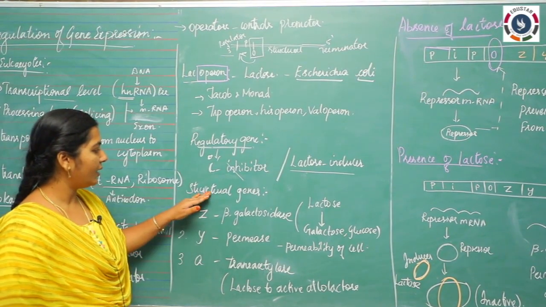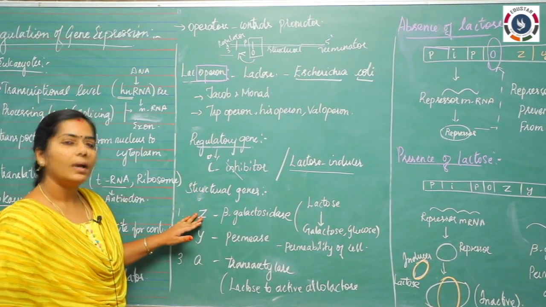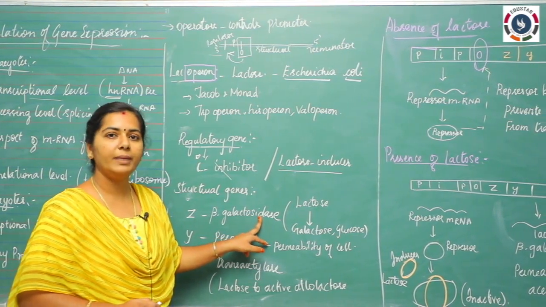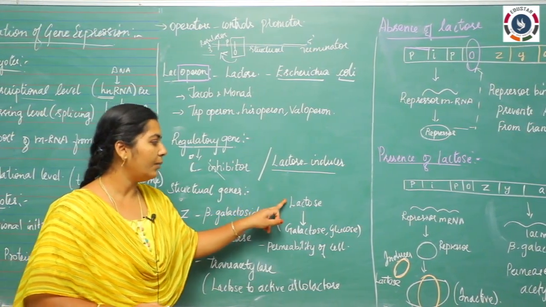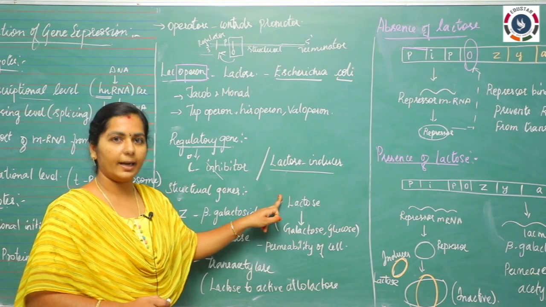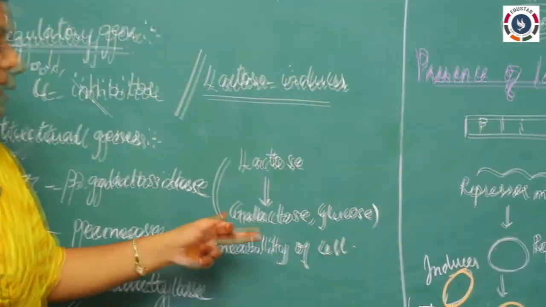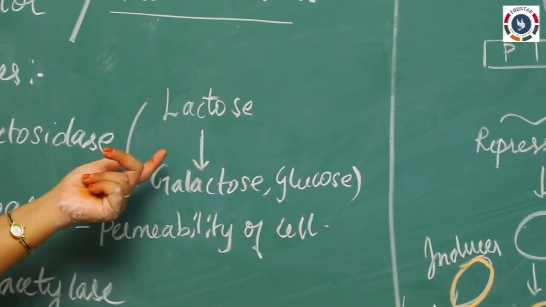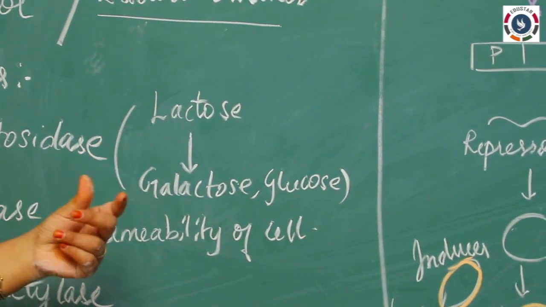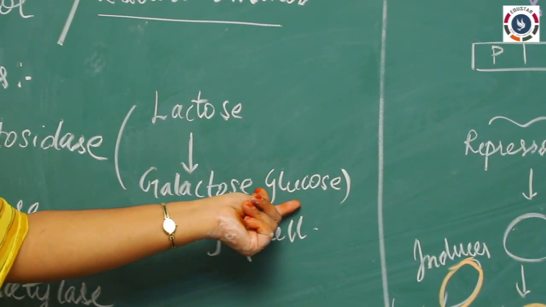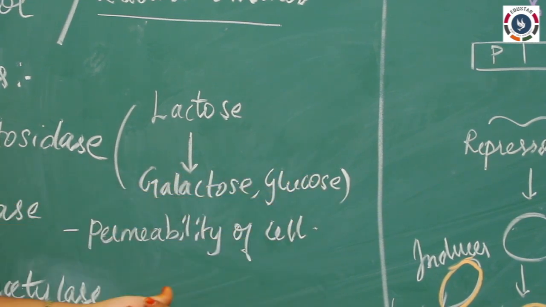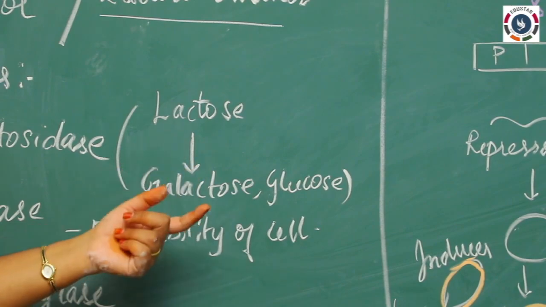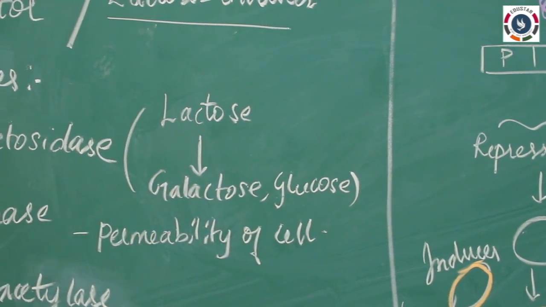In the structural genes, the first one is Z, which codes for beta-galactosidase. The role of beta-galactosidase is to convert the complex lactose into simple sugars, that is, galactose as well as glucose. Why is it converted? Because the bacteria cannot take it up as such. If it is converted into glucose, it can easily undergo the process and digest it easily.